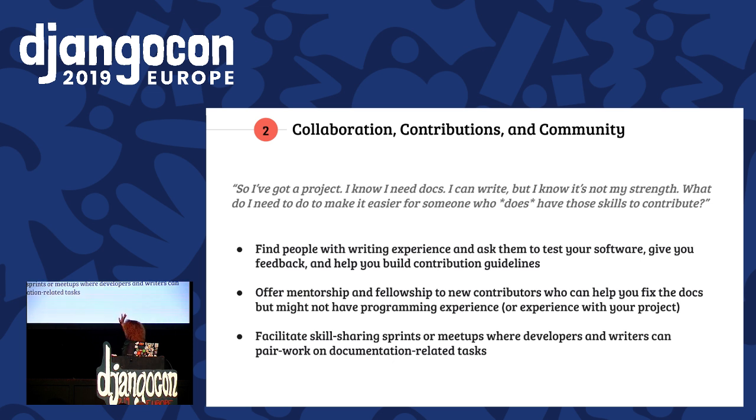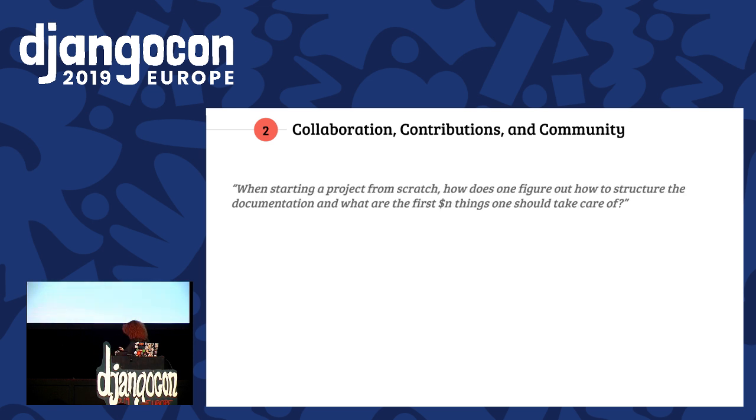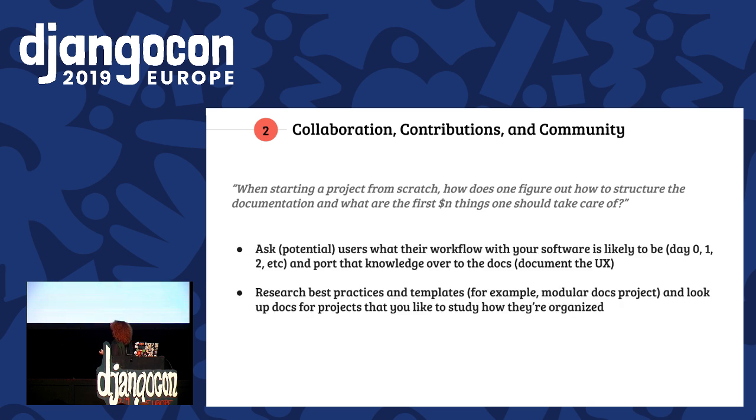And the other thing is you can facilitate skill sharing sprints. For example, if you invite writers to your developer sprint, and then you do some kind of pair hacking or some kind of collaboration, where, let's say, if I'm a writer, I can learn more about your project, and then I can help you contribute. I did this for PyBee. I did this with a lot of different projects. And I think it went quite well, because then you can take what you learn and implement it later. So the second question was how to structure the documentation, okay?